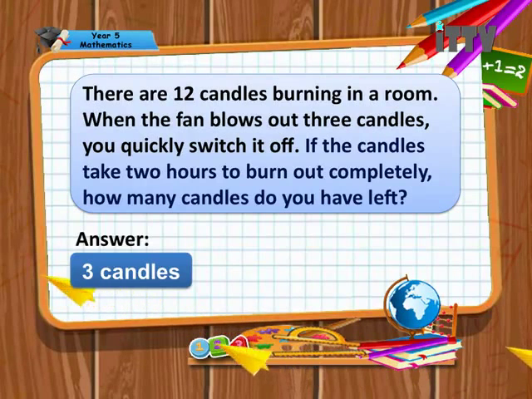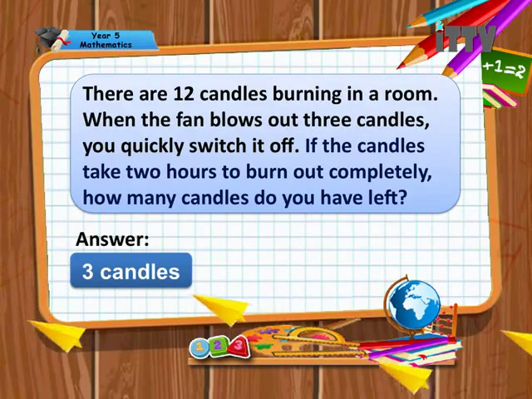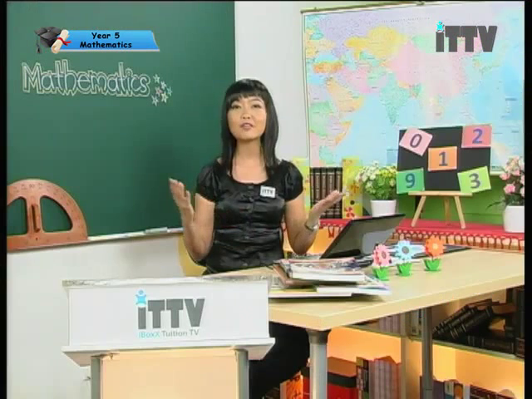Why is there only 3 candles? Well, read the question carefully. How many candles do you have left at the end? So, if you have 12 candles and 9 are burning and 3 are not burning, after 2 hours, the 9 candles would have finished burning. Everything would have been burned out. So you have actually 3 candles left standing. Okay, that was a question to test your critical thinking and observation skills.